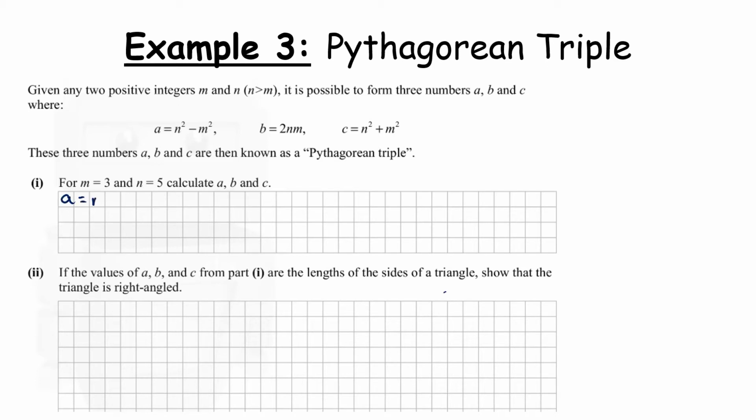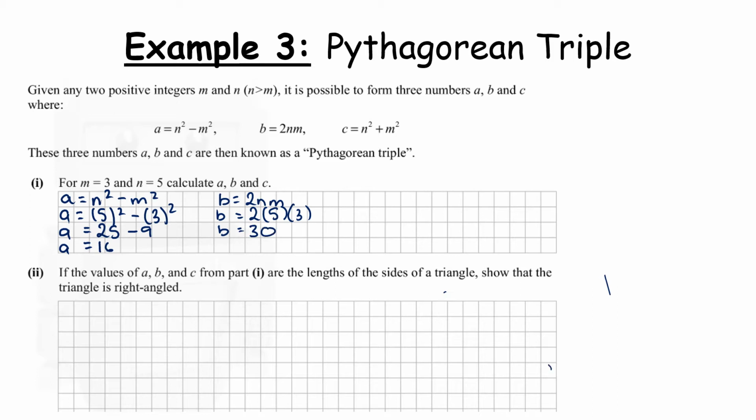So a is equal to n squared minus m squared. That gives me 5 squared minus 3 squared, which is 25 minus 9, which is 16. So a is equal to 16. B is equal to 2nm, which is 2 times n, which is 5, times m, which is 3. That is 2 times 5, which is 10, times 3, which is 30. And c is equal to n squared plus m squared. So c is equal to 5 squared plus 3 squared, so c is equal to 25 plus 9. So c is equal to 34.